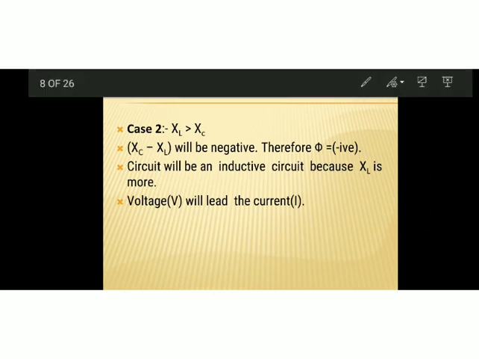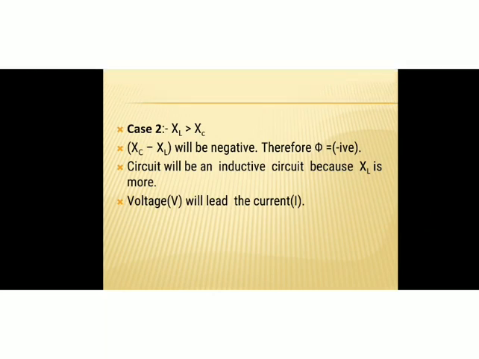Now, case 2. What happens if XL is greater? If XL is greater, then XC minus XL will be negative. So tan phi also will be negative. So circuit will be an inductive circuit because XL is more. And in an inductive circuit, voltage will lead the current by a phase angle of pi by 2. So this is the second case.